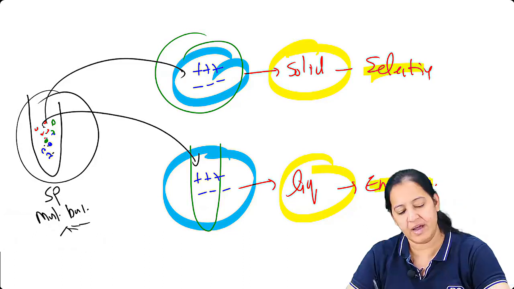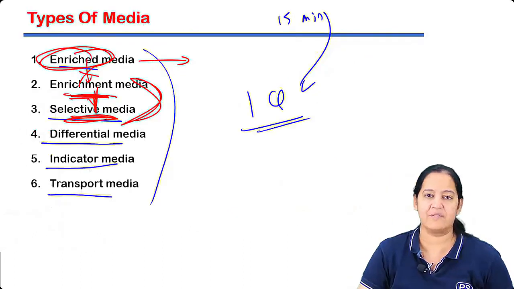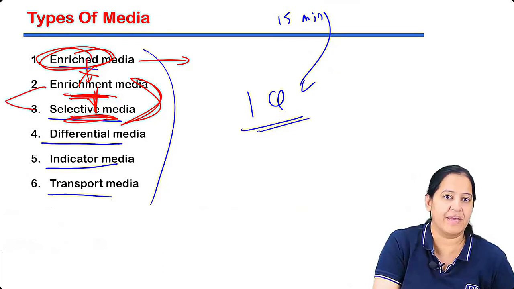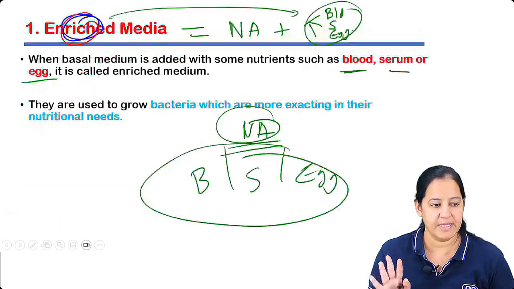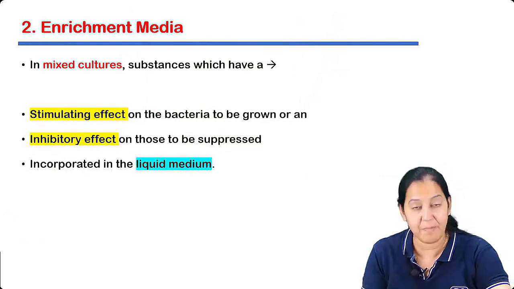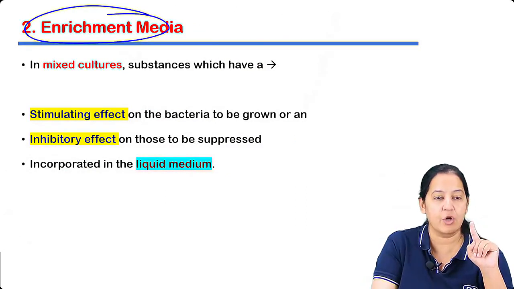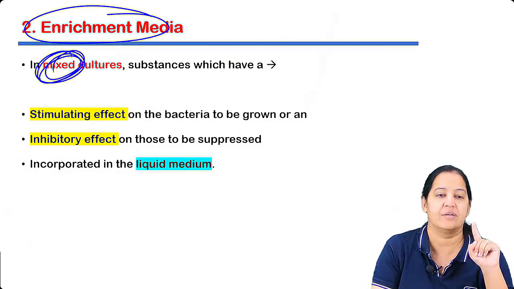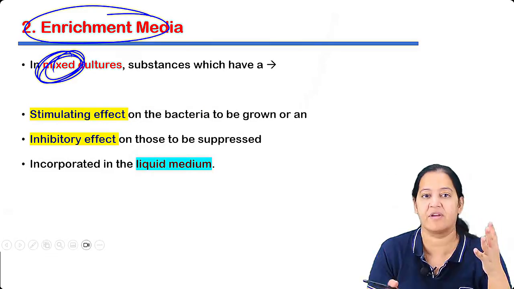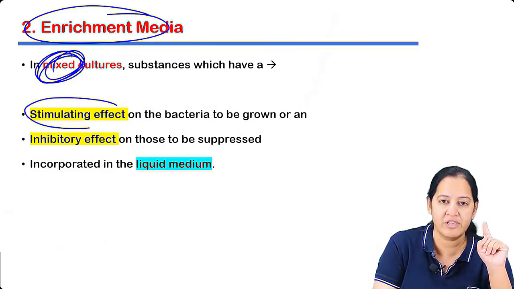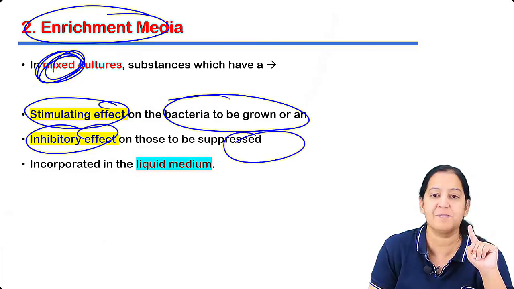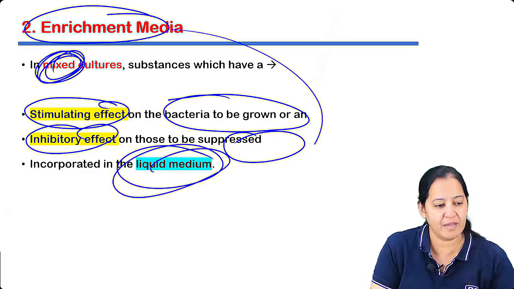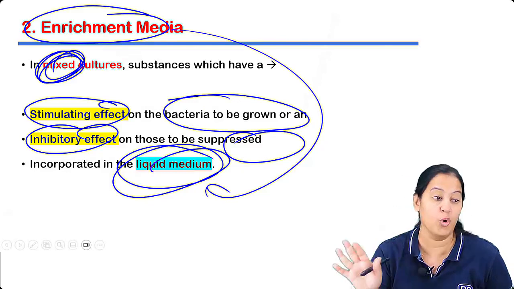Okay, so here I will give you the examples. Selective and enrichment, the next two we have taken together. ठीक है, इसके बाद 3 और पढ़ाने हैं मुझे अभी. So the next is enrichment. What is enrichment? It is required in the mixed culture where multiple bacteria are there. So we are adding the stimulatory substances for the bacteria of choice and inhibitory substances for the bacteria to be suppressed, but in a liquid media. Enrichment are always liquid. Please learn the rule, golden rule.